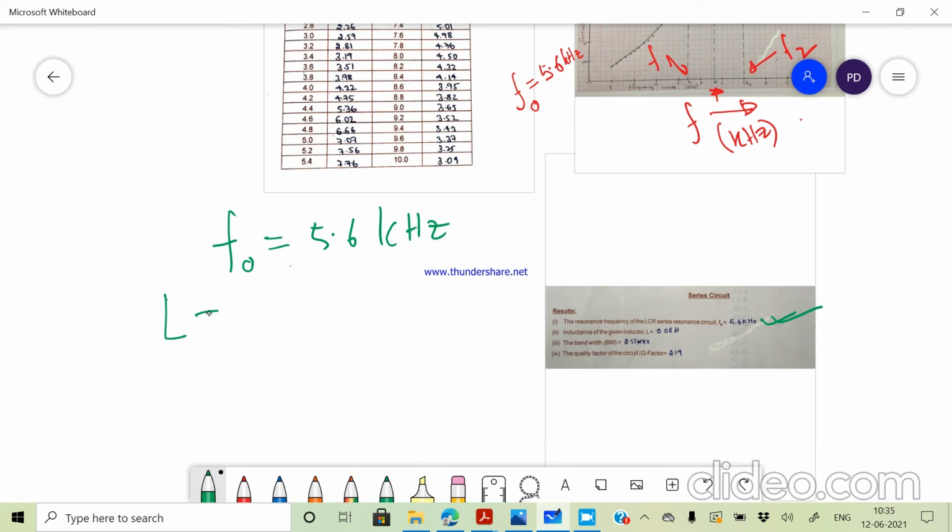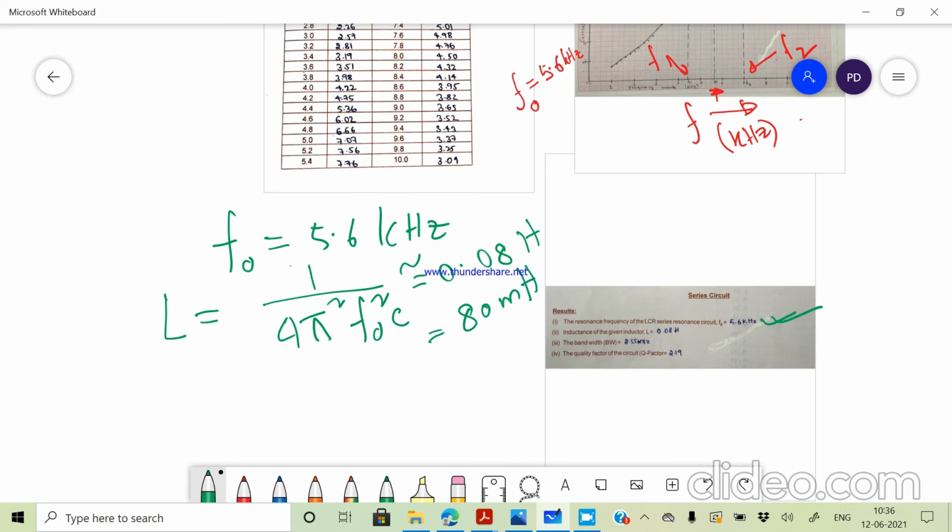You have the expression L is equal to 1 over 4 pi squared F naught squared C. You know the value of C. Once you plug in the value, you will get roughly around 0.08, sorry, it is Henry, not kilohertz. You can also convert it to millihenry. The unknown inductance value is 80 millihenry.